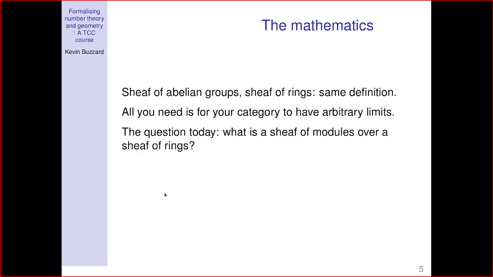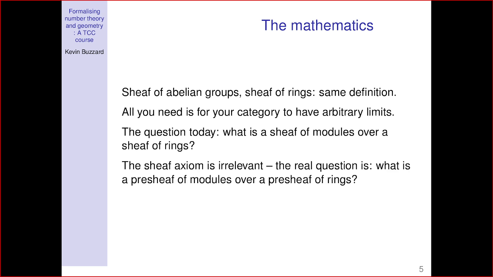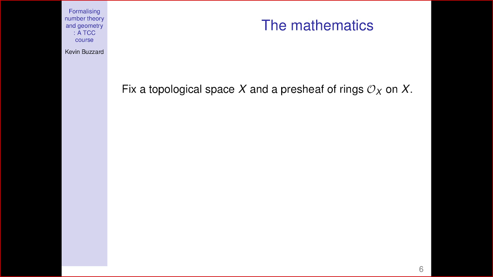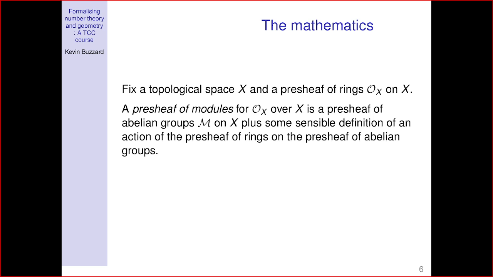So the question today is, what's a sheaf of modules over a sheaf of rings? That's something we haven't talked about yet. And the sheaf axiom, although I had to mention it because we're going to be using sheaves today, is irrelevant. The real question we want to ask here is, what's a pre-sheaf of modules over a pre-sheaf of rings? So you know what a module is. Maybe I should remind you? No, I don't. Hard luck.